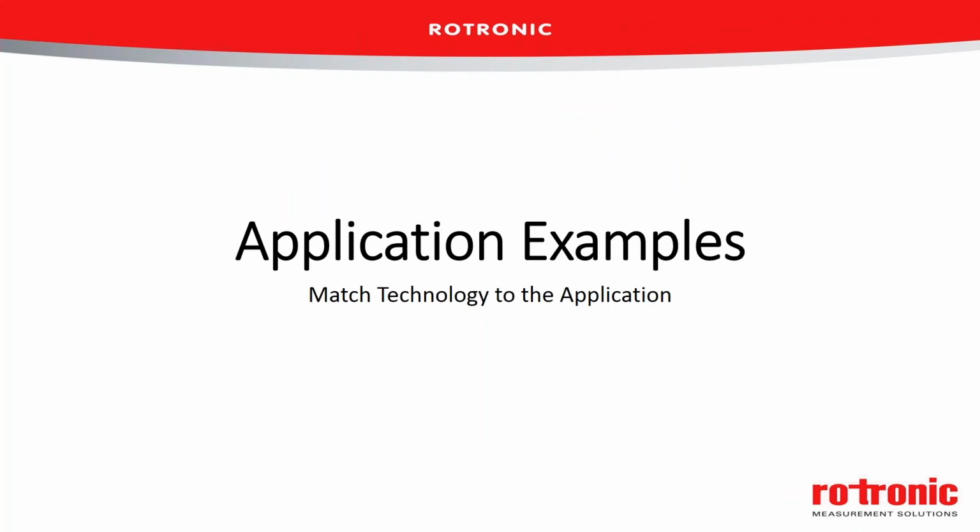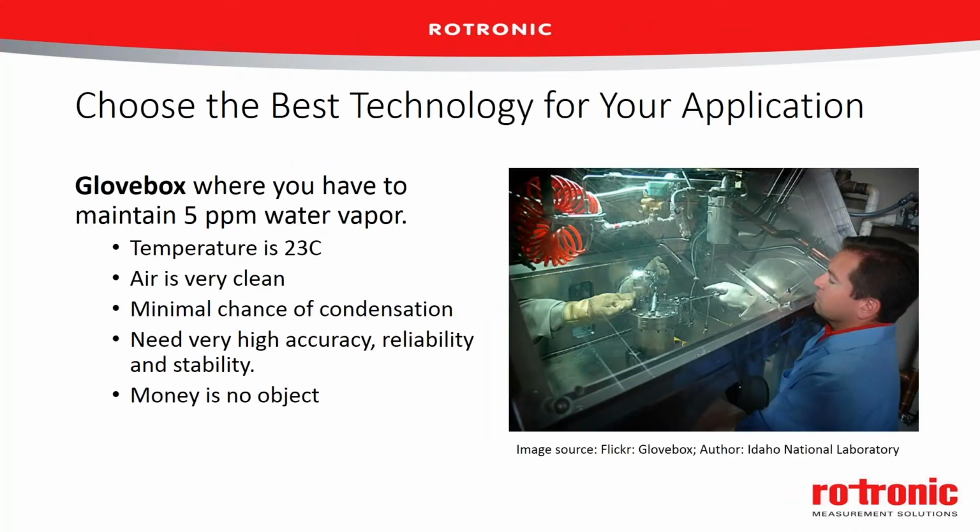And again, we have 3 applications we're going to go through briefly. Granted, this is going to be very brief, but it'll give you an idea of the thought process. First one is a glove box chamber. Michael, how would we go through this one?